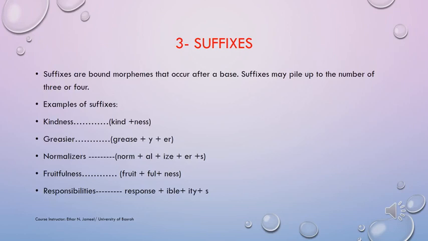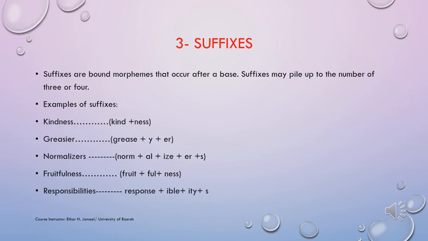Well, let's take examples of some suffixes in English. Kindness. This word consists of two morphemes, kind and ness. Kind is the free morpheme, ness is the bound morpheme. Kind is the base. It has the principal meaning of the word kindness. And ness is an affix. It is not a base, it is an affix. But what kind of affix? It is a suffix because it comes after the base.